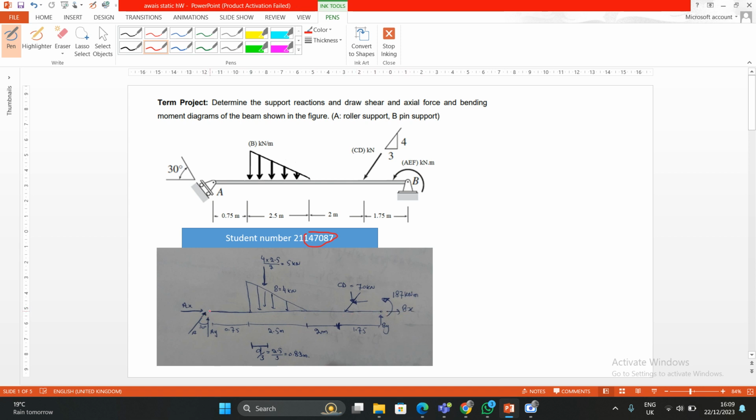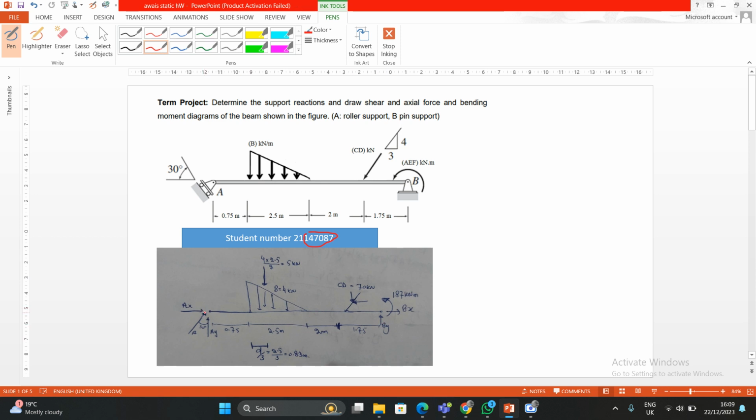If I take the moment at A, so Ay and Ax will be zero because they are located here. Because the moment formula is force multiplied by distance, and here we have no distance, so it will be zero. The Bx will become zero because Bx force multiplied by no distance from the y-axis, so this will also be zero. So we can just find By easily.